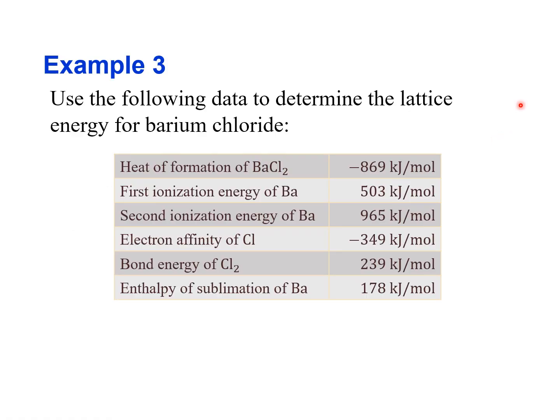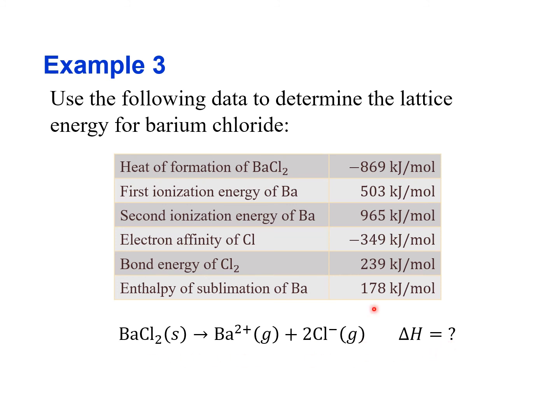Let's say that we're trying to find the lattice energy for barium chloride. To do that, we're going to use all this information that they give us here in this table. So we have heat of formation, ionization energies, electron affinities, bond energies, enthalpy of sublimation, and so on and so forth. Now again, don't lose sight of the goal here: we're trying to figure out the energy needed for this process, for barium chloride to be separated into barium and chloride ions. And again, notice the states of matter. It's barium chloride starting as a solid, turning into barium ions and chloride ions in their gaseous form, and we're trying to find delta H for this.